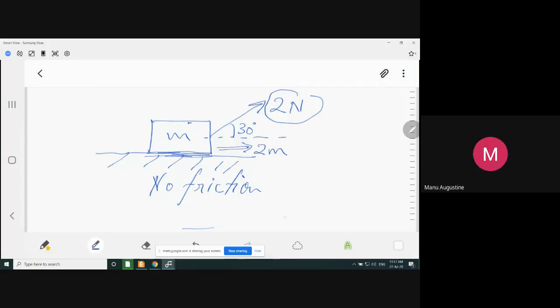Sir, 2 root 3 joule. How did you arrive at the value of 2 root 3?